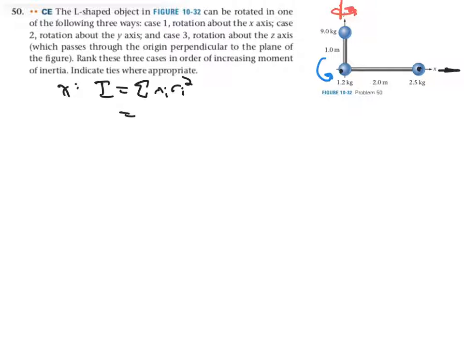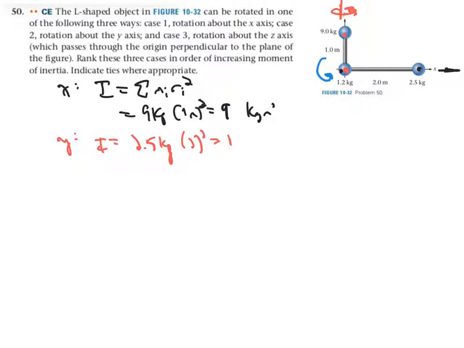And in case 1, all that we get is 9 kilograms times 1 meter squared, or 9 in the appropriate kilogram meter squared units. If we look at case B, or case 2, I'm sorry, then we see that neither this nor this contributes, and so we get just 2.5 kilograms, but at a greater distance, 2 meters, quantity squared, and so that turns out to be 10 kilogram meters squared. So I already know that case 2 is more than case 1.